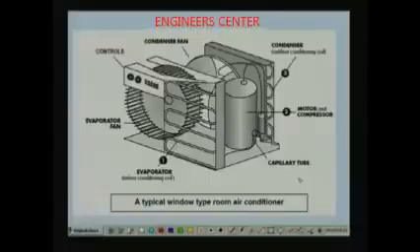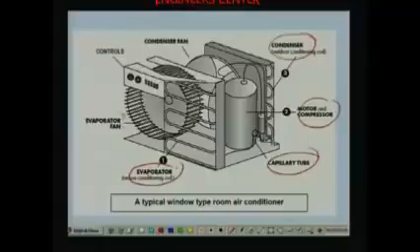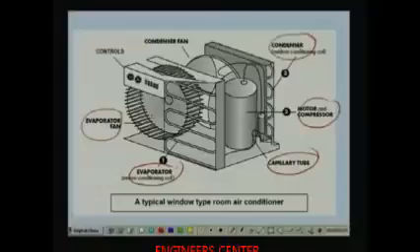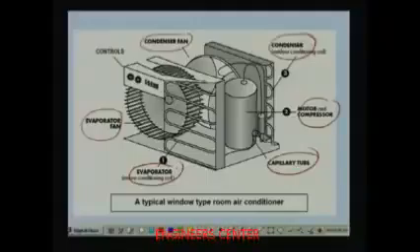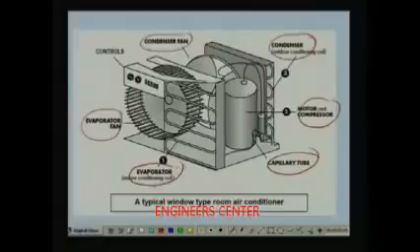As you can see, it consists of the 4 basic components: the evaporator, condenser, compressor and the expansion device. In addition to this you have an evaporator fan for circulating the conditioned space air, and you also have a condenser fan for circulating outdoor air over the condenser. So 2 fans are there, and generally both fans are mounted on the same shaft and run by a single motor. Same motor runs both the fans, and normally, even though it is not shown here, the evaporator and condenser are plate, fin and tube type.